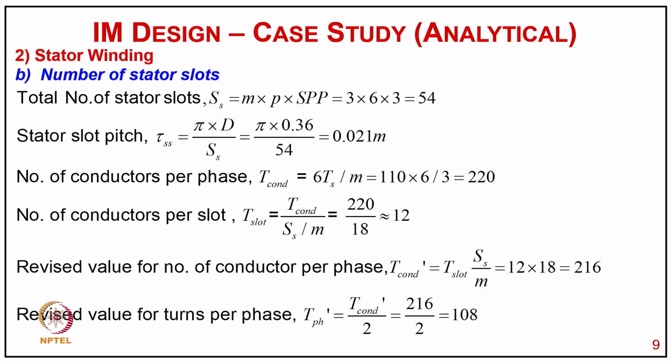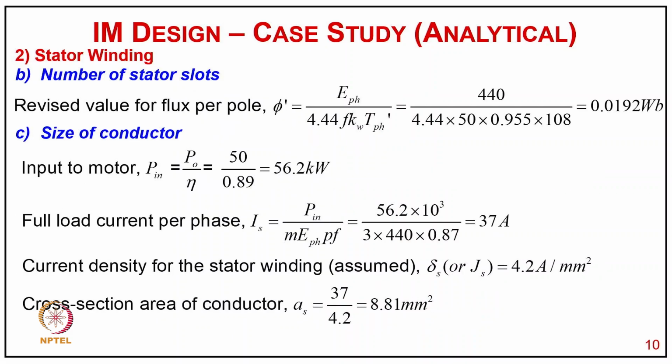So now coming to the revised number of conductors per phase, because it's an integer concept we have to provide for the conductors. So T conductor dash will be T slot multiplied by SS upon M, so that it should be an integer. Because we have rounded the number of conductors per slot, that has to be an integer also. So 12 into 18, it comes to 216. So now the revised number of turns per phase will be T phase dash equal to conductors by 2. It is 216 by 2, that comes to 108 turns typically in one phase.